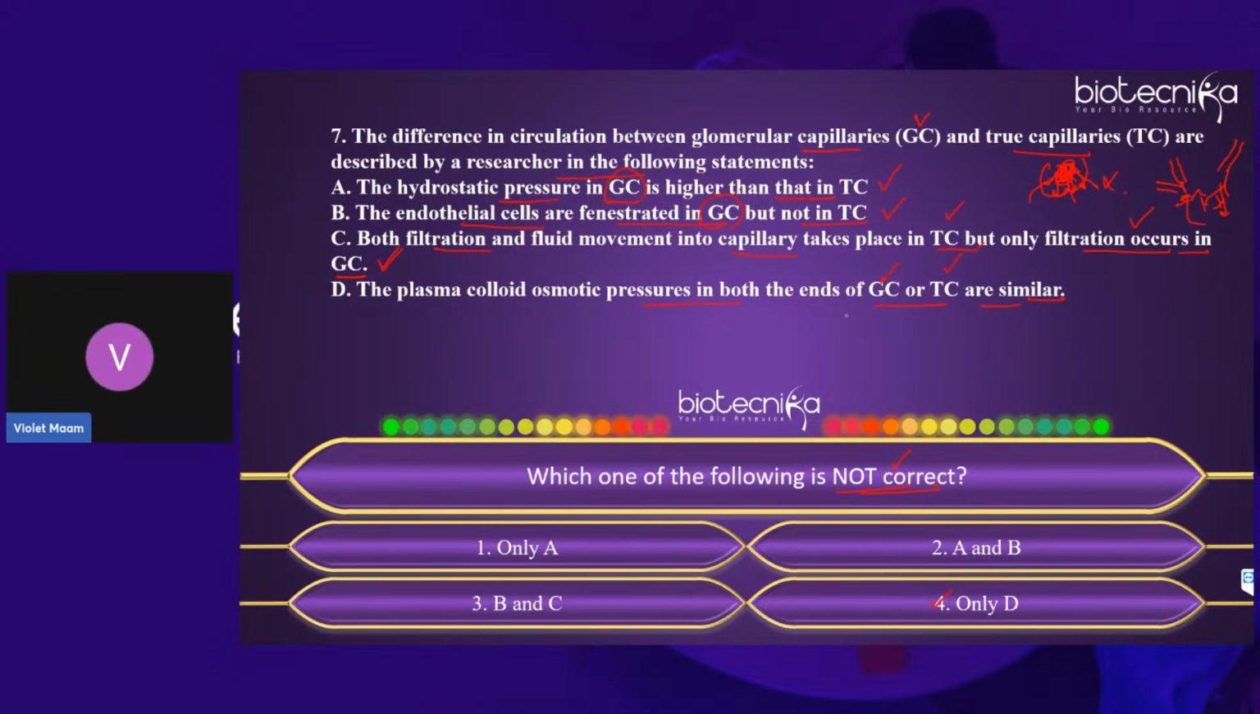Now D says the plasma colloid osmotic pressure at both ends of glomerular capillaries or true capillaries is similar. For glomerular capillaries it is not similar. Once filtration occurs, more solutes pass into the Bowman's capsule and the nephron, but inside the capillaries the proteins are increasing. When proteins increase, colloid osmotic pressure will also increase. So it is not the same at both ends of glomerular capillaries. The colloid osmotic pressure inside is much higher because proteins are not passing; only very small proteins pass, if you remember, and the major proteins stay back. That is why only D is not a correct statement. It is not the same.